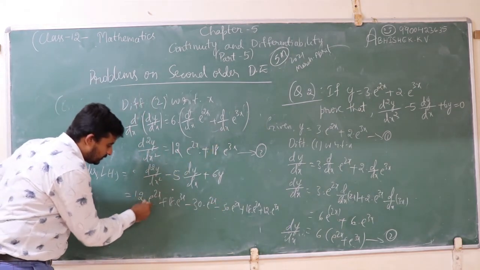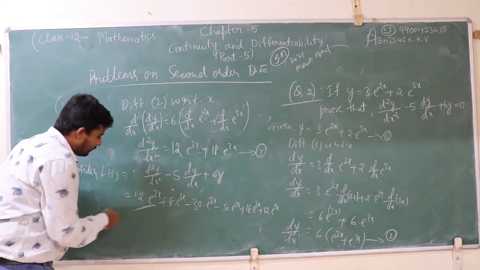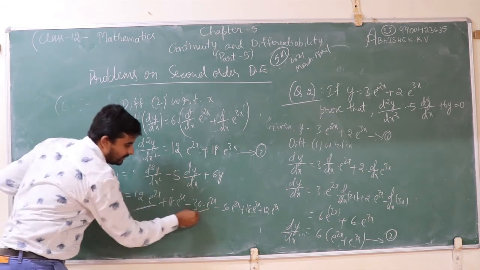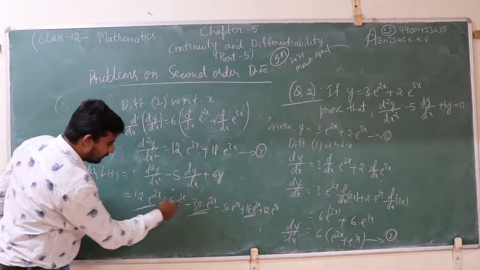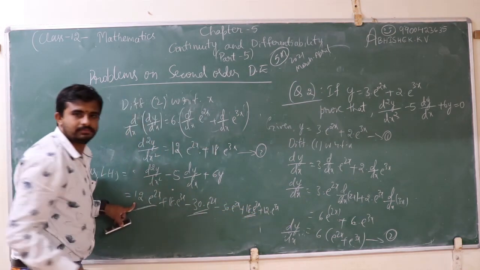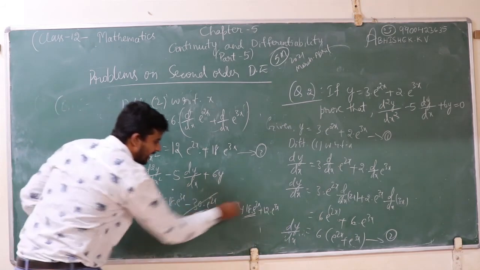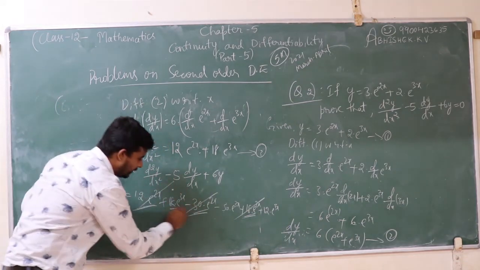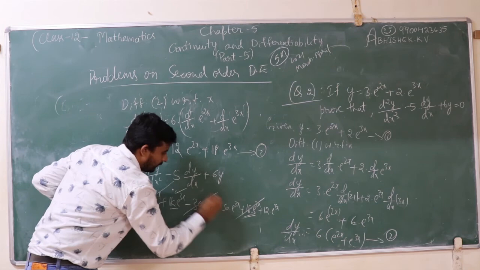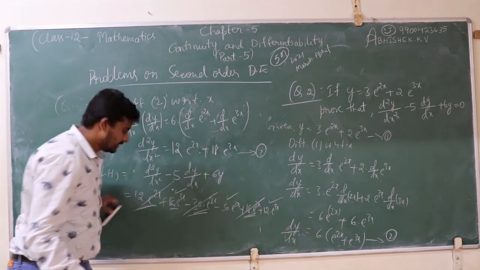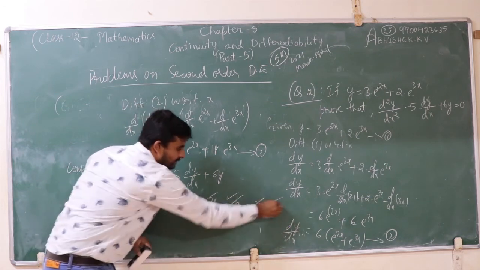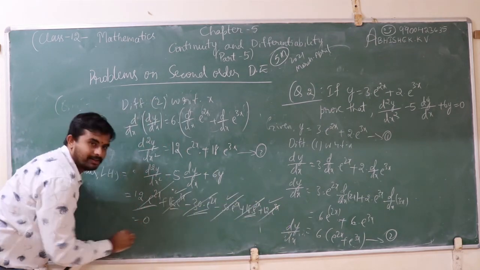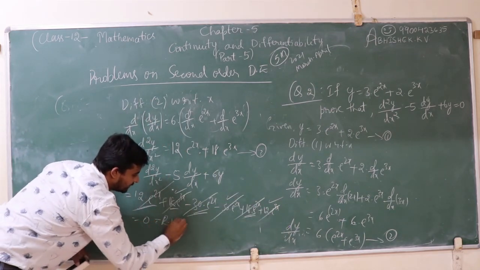See, collect the e to the power of 2x terms: 12 plus 18, 30, minus 30, gets cancelled. Now collect the e to the power of 3x terms: 18 plus 12, 30, 30 minus 30. Therefore, this is equal to 0. Therefore, this is equal to RHS.